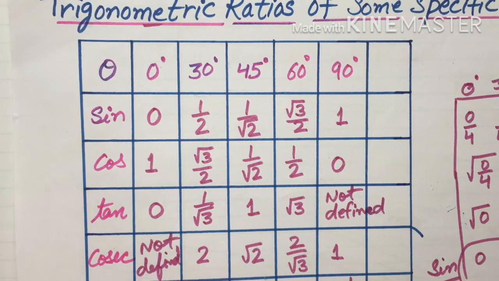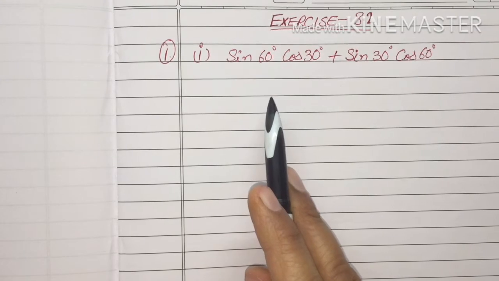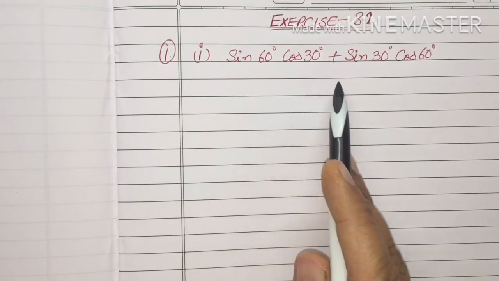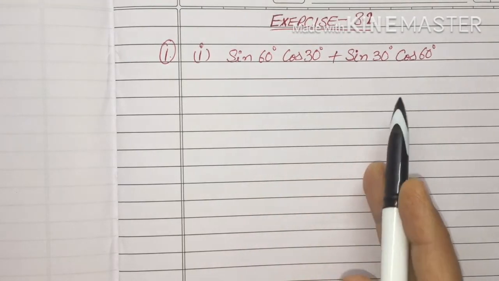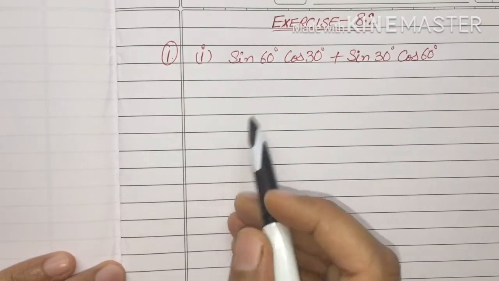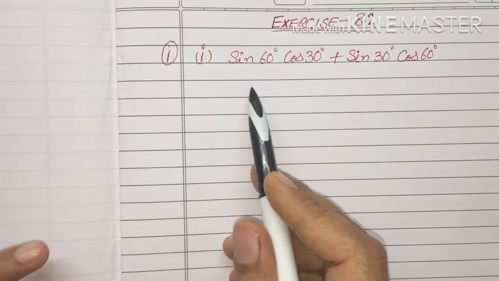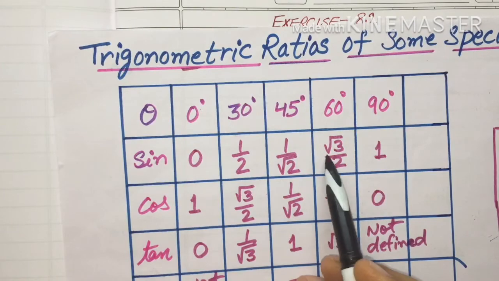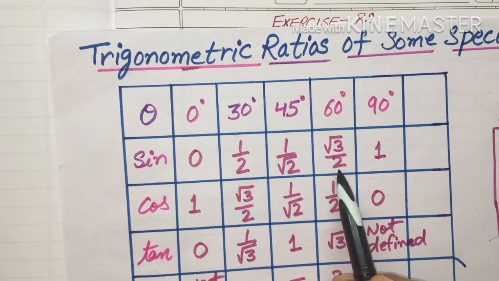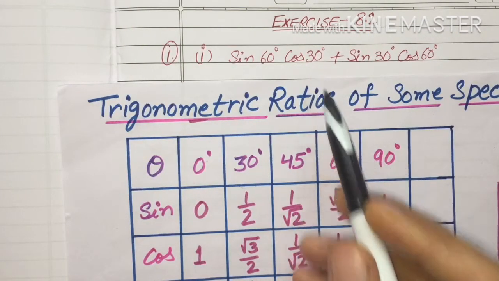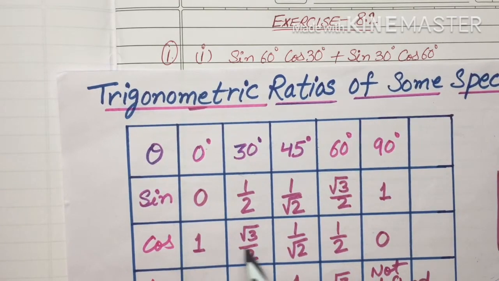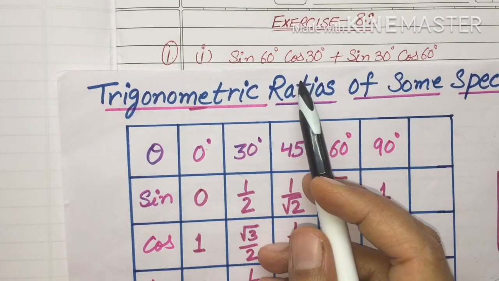So let's get started. First question is sine 60 degree cos 30 degree plus sine 30 degree cos 60 degree. When we solve this question, we will put the value of sine 60 degree. We can check from our table that sine 60 is root 3 by 2, and cos 30 degree is also root 3 by 2. So both values are root 3 by 2. We will put these values here and then solve.